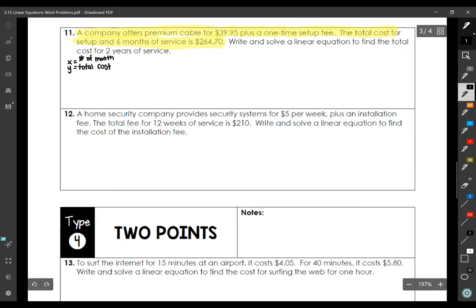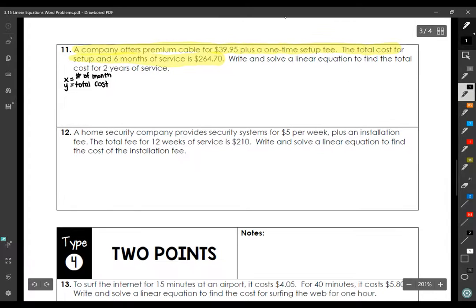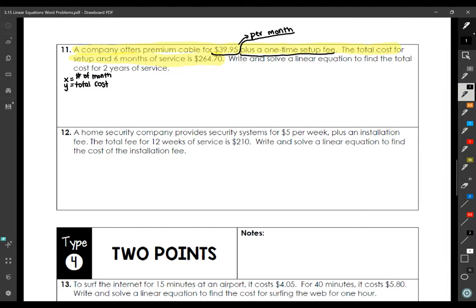You know what? I just realized there's a typo in this problem. It says here that this is per month. Okay, there's a typo in here for sure. So a company offers premium cable for $39.95 per month plus a one-time setup fee. Okay, so yeah, without that it would have been confusing, I think. Okay, so what about our rate of change? Well, our rate of change is $39.95 per month.